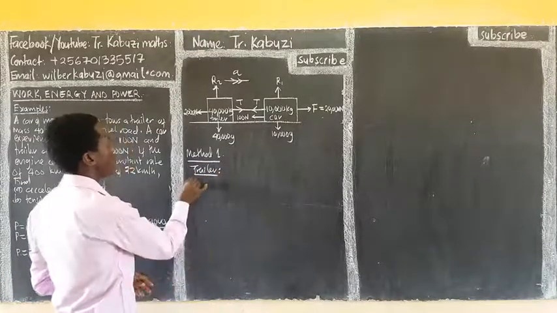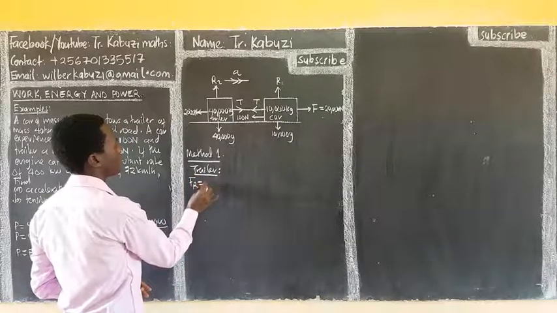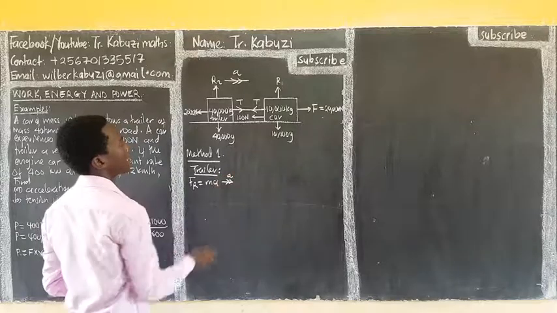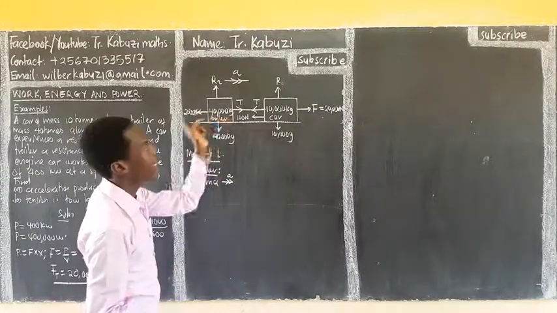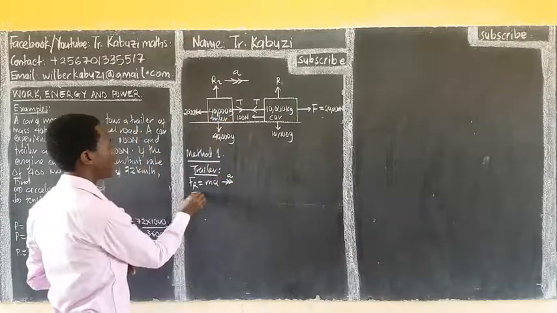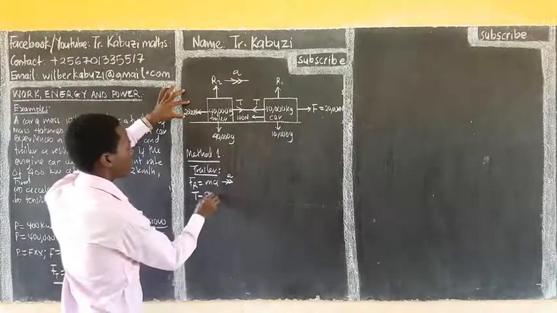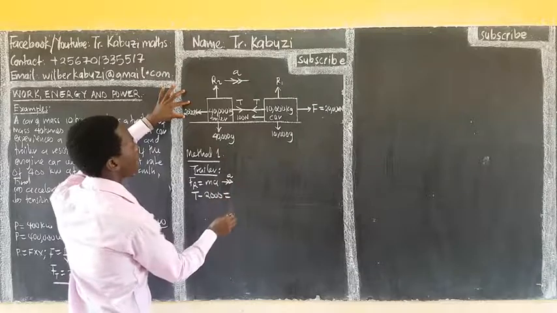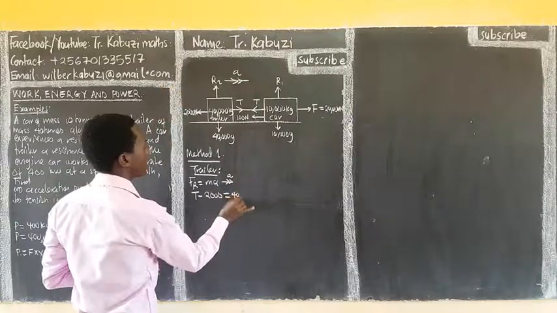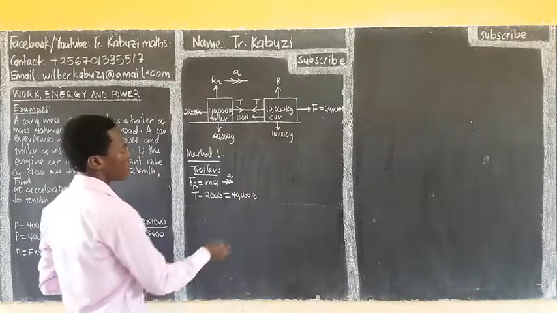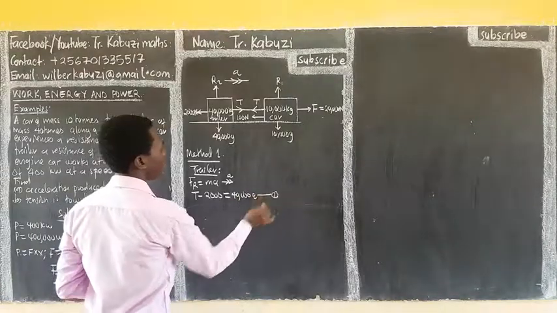For the trailer, remember our resultant force FR is going to be equal to MA, and the direction of acceleration is in that order. So what is pulling it in this direction is the T. Then minus, we have the opposing force, which is 2,000, equaling the mass, which is 40,000, times the acceleration. We call this equation 1.